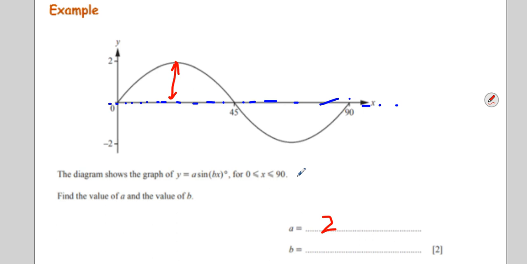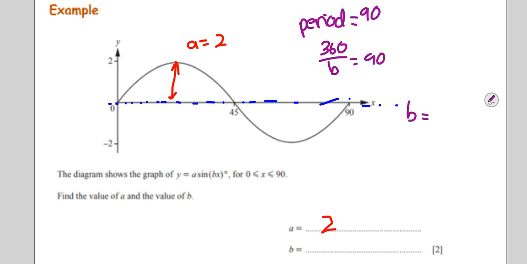So for the sake of your notes, you might want references to how you got b equals 4. How did you get that? What's that? 360 divided by 90. Okay, yes, because it's degrees. So period equals 90. So 360 over b equals 90. So as we're saying, b equals 360 over 90. So b equals 4.